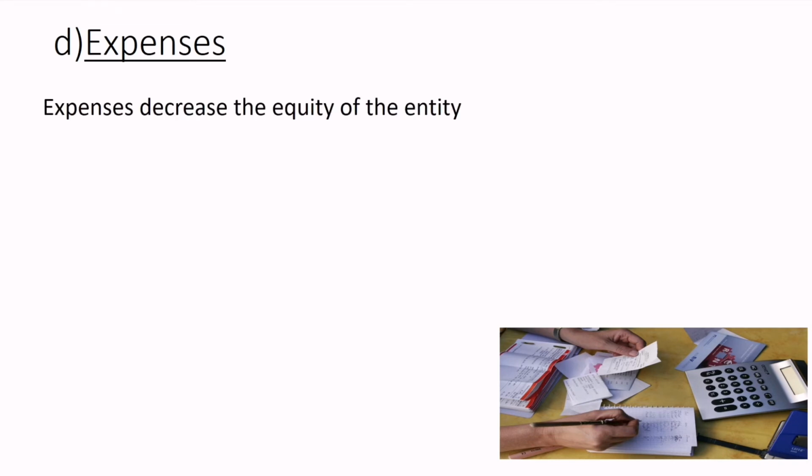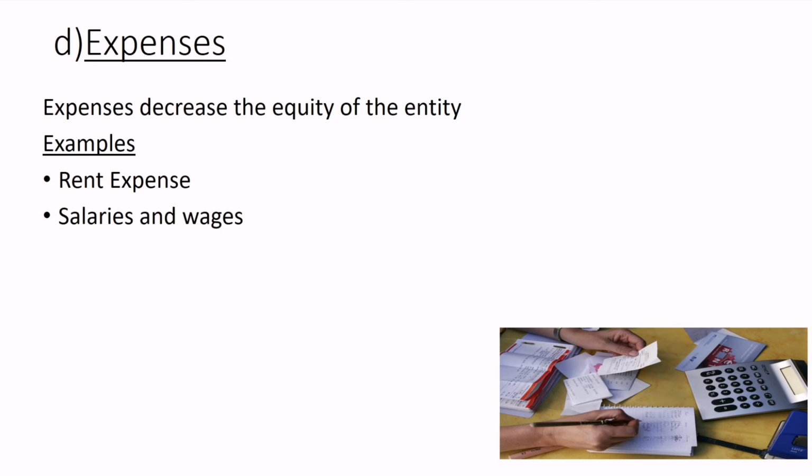Now let's look at expenses. In the simplest form, expenses decrease the equity of an enterprise. Let's look at the examples. Rent expense. Previously, we talked about rent income. Now, under our expenses, it's rent expense. So it means now if we are renting as a business, we would have to pay rent. So therefore, it's rent expense. So rent can either be an income or an expense.